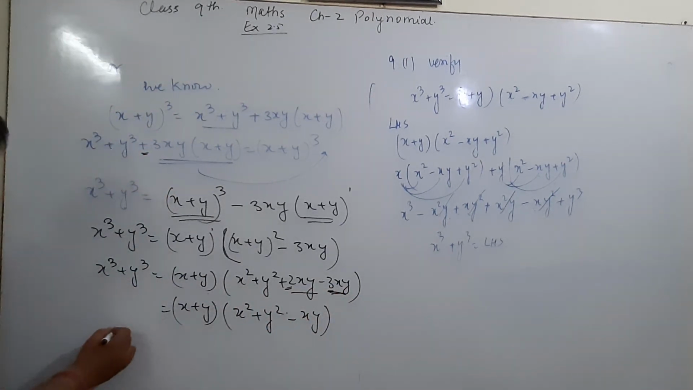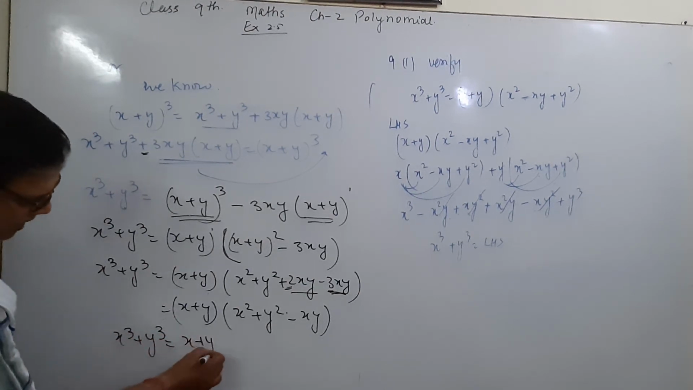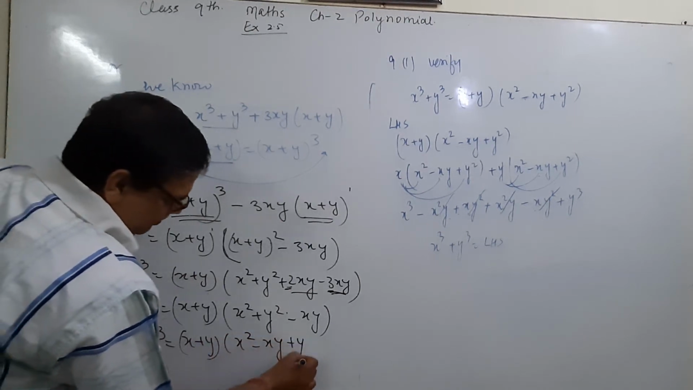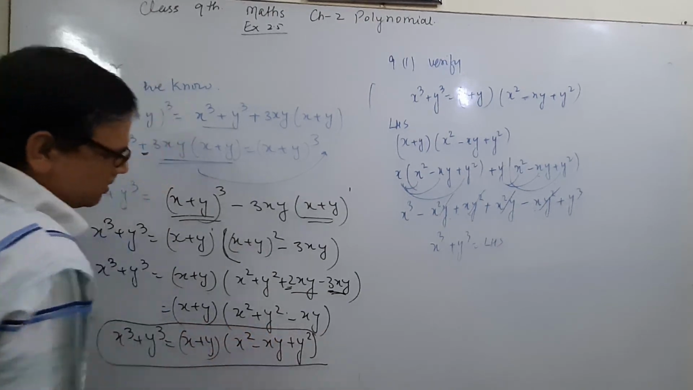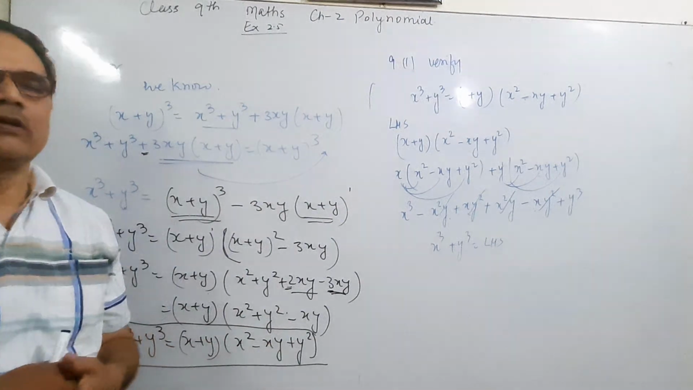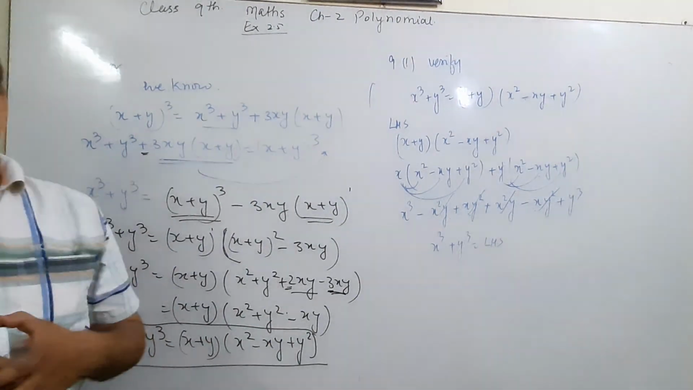And now it is your answer. x cube plus y cube is equal to (x plus y)(x square minus xy plus y square). Hence verified. We can solve it this way, there are these two ways in which it can be solved. Now it is clear, and now move to question number 10.